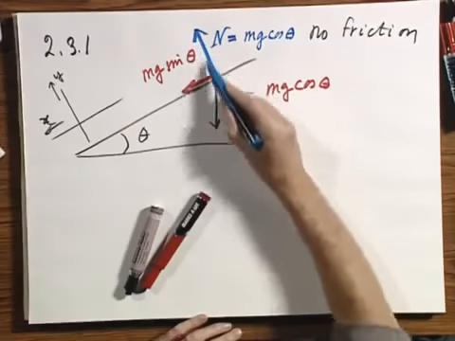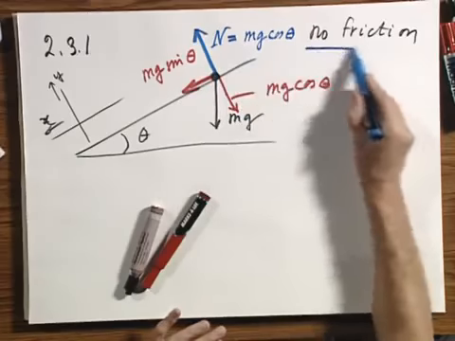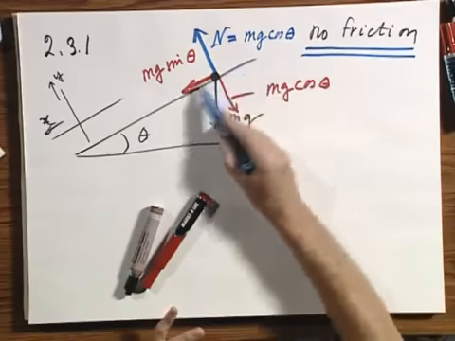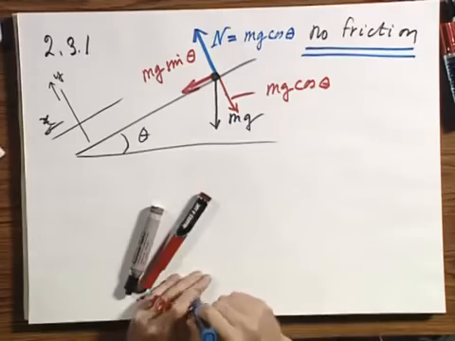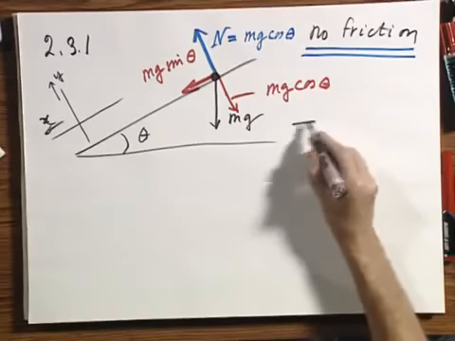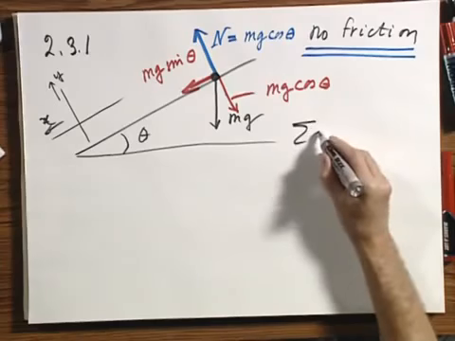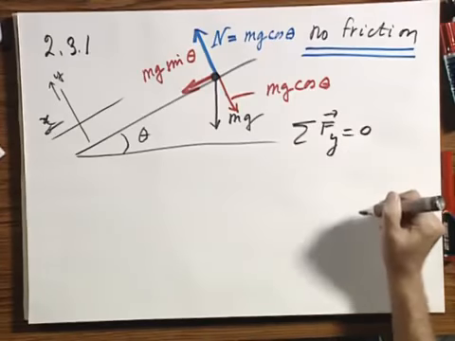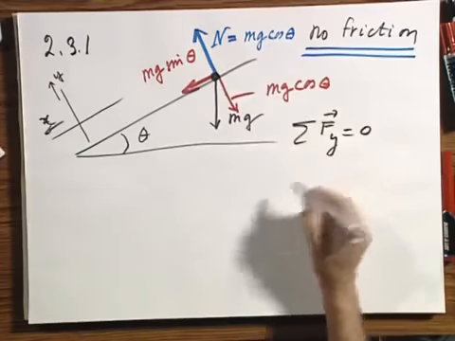Can there also be a force from the plank along the plank? The answer is no, because it's being stated that there is no friction. If there were friction, there would be a force in this direction, and we will deal with that later in 801, but not now. So the reason why n is mg cosine theta is that the sum of all forces in the y direction must be 0, otherwise there would be an acceleration, and so these two must cancel each other out.